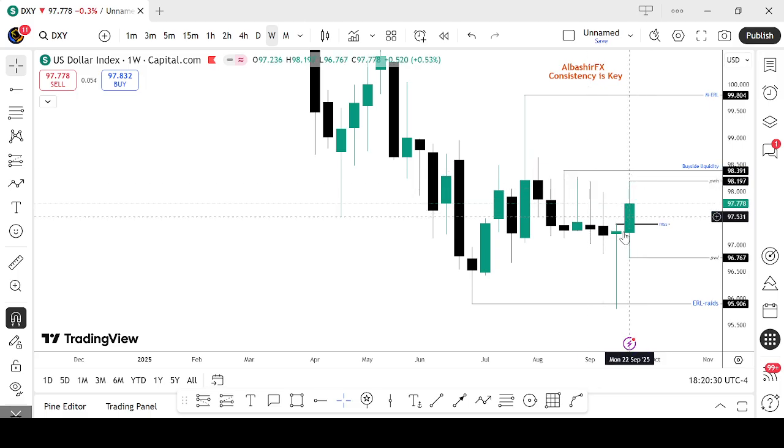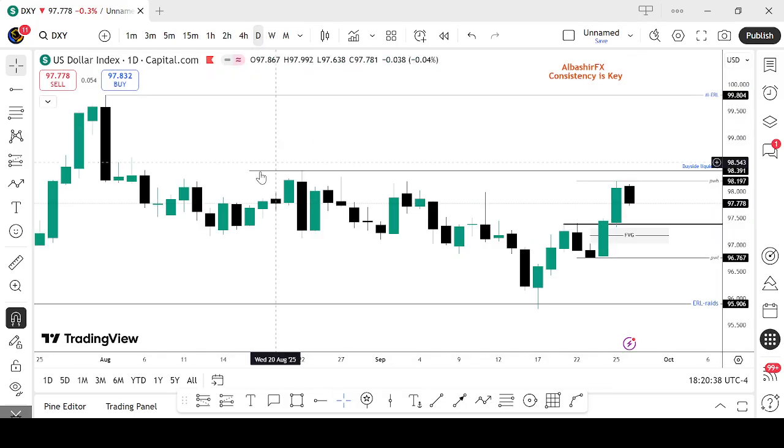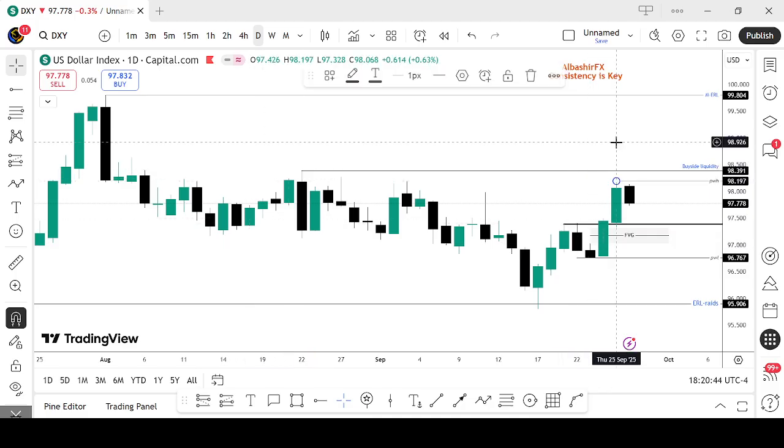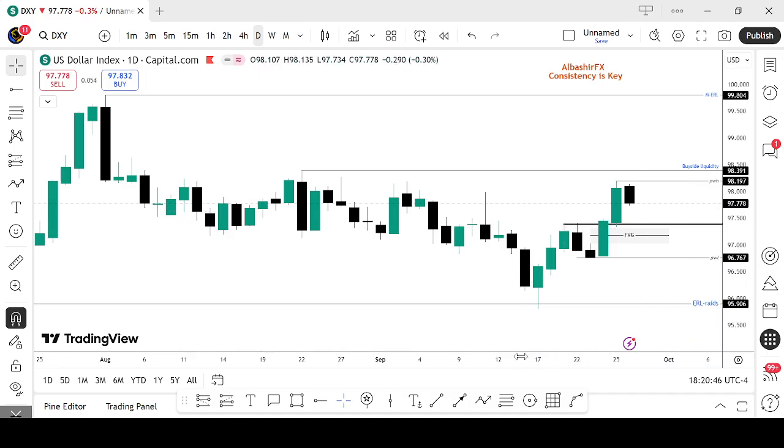So this is it for the weekly time frame for the XY. Then we're going to go to the lower time frame, which is the daily. Let's see what we have on the daily. Now we know that before the market actually goes higher, we have to see lower prices.